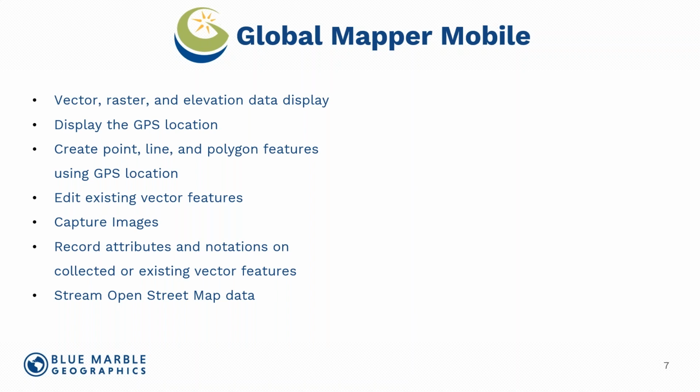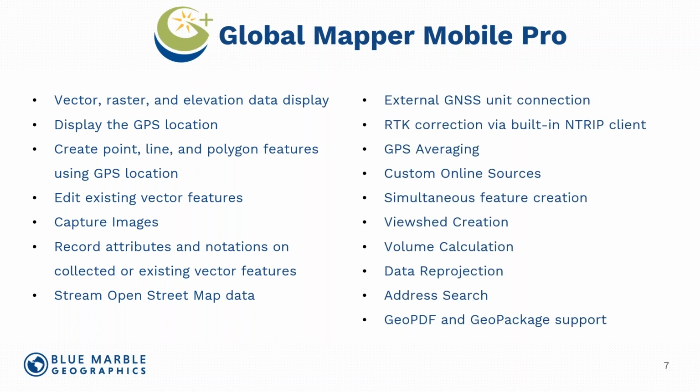So that's all available in the free version, and it builds a very usable app for some basic data collection or field reference. The Pro version of Global Mapper Mobile, or Global Mapper Mobile Pro as we generally call it, is a subscription-based option. So it's a yearly subscription, and as Jeff mentioned, the subscription can be purchased as an in-app purchase on iOS or directly through Blue Marble from our website. We also have some enterprise licensing options there.